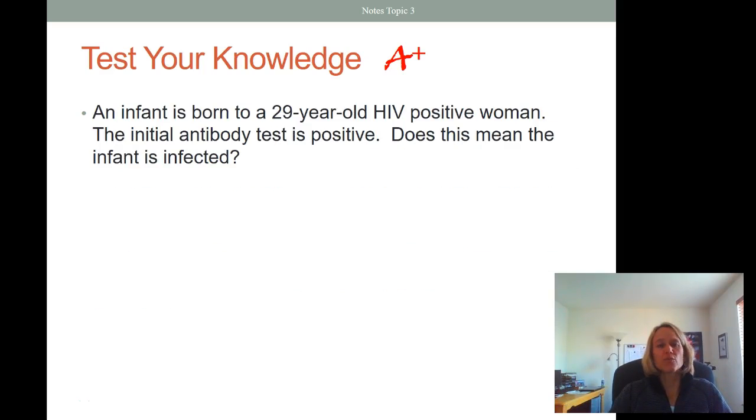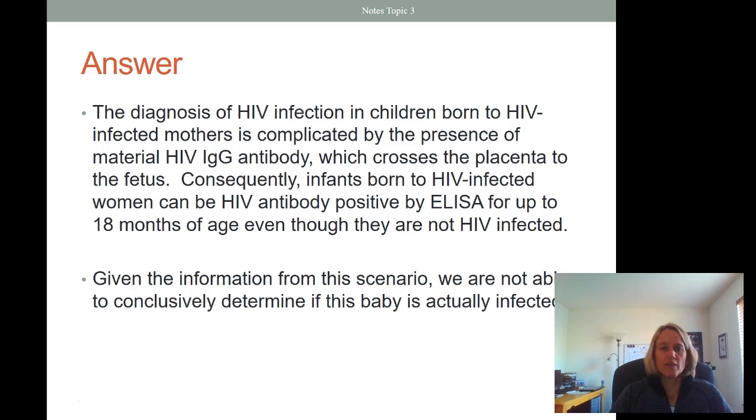Okay, an infant is born to a 29-year-old HIV positive woman. The initial antibody test is positive. Does this mean the infant is infected? Let's think about that for a second. Okay, the answer is going to be no.